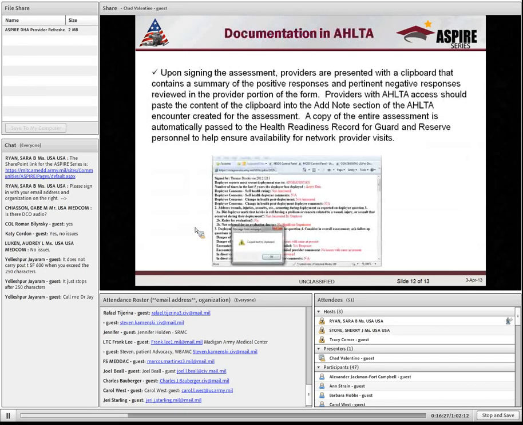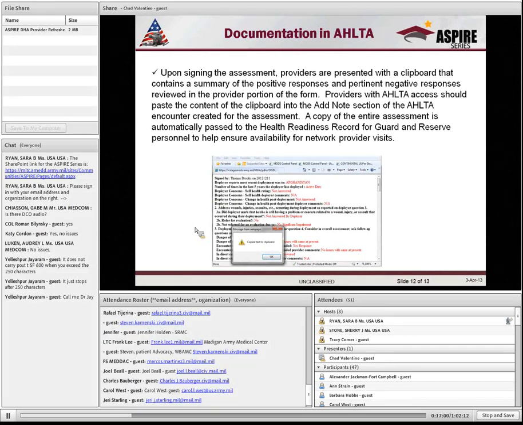One of the new functionalities with the forms as well is the documentation in ALTA. Once a provider completes the assessment or the interview with that deployer and signs the form, it's going to take all the questions from the form along with all the responses by the deployer, which you'll see in the graphic below in red text, and it's going to automatically copy that to a clipboard. So all you need to do as a provider, it's already copied. If you have your ALTA Encounter open, you just right click and paste, or you can hit Control V and it'll paste everything in there for you automatically.